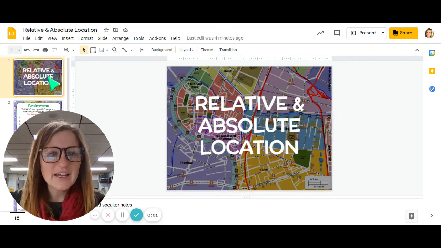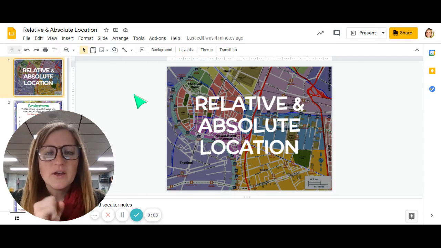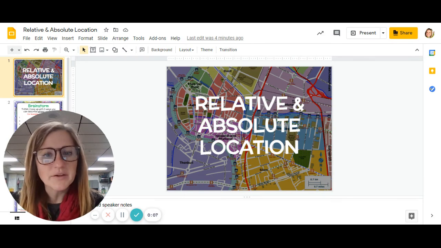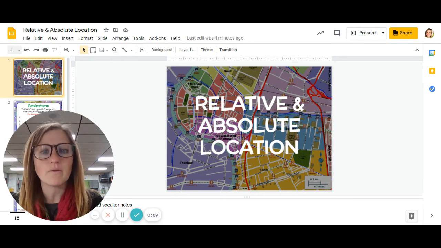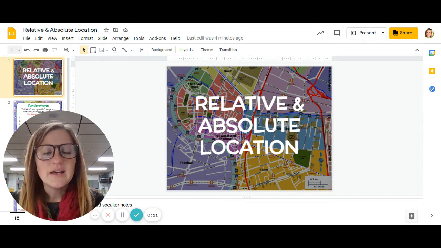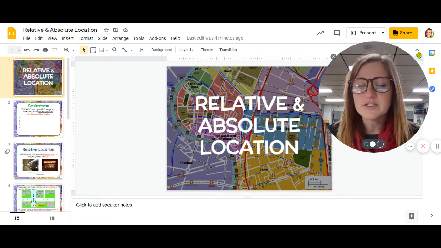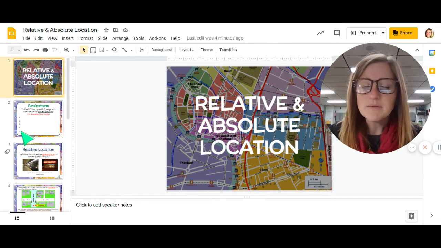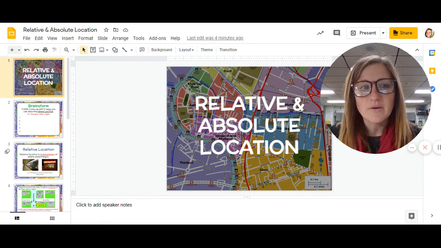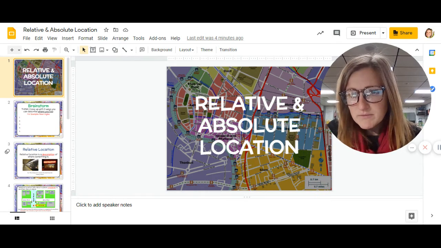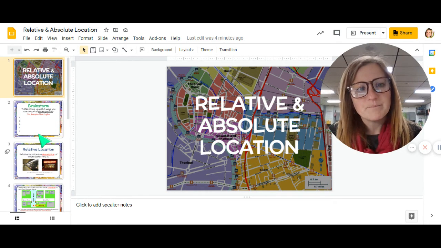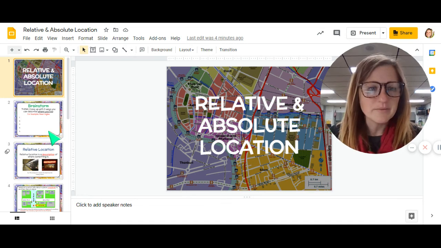Guys, today you are going to practice working through information that is going to help you understand the difference between relative location and absolute location. So as you go through the slides, you're going to be learning information. Some of the information might be things you've already known, but there should be some new information that you probably don't talk about very often.